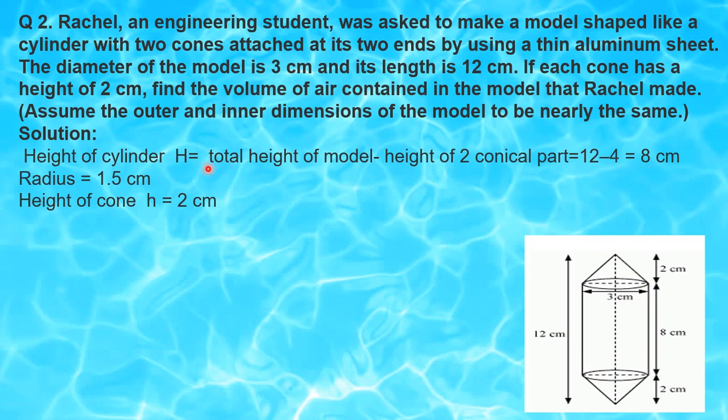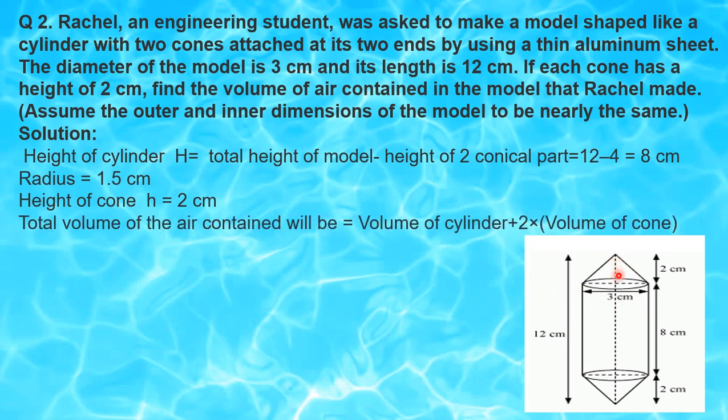Now it denoted by capital H. Similarly, the radius, that is equals to 3 upon 2, or we can say 1.5 centimeter. Height of this cone is given 2 centimeter. Now total volume of this combination of solid, or we can say total volume of air contained in this solid, is volume of cylinder plus twice of volume of cone, as the two cones are attached with the ends of the cylinder. So here the volume of two cones plus volume of cylinder becomes the air contained in this solid.